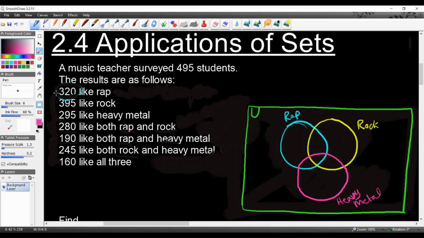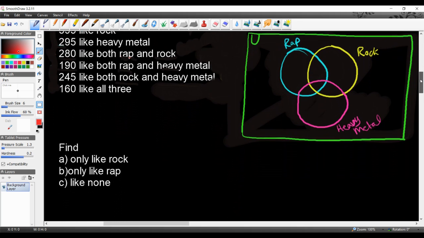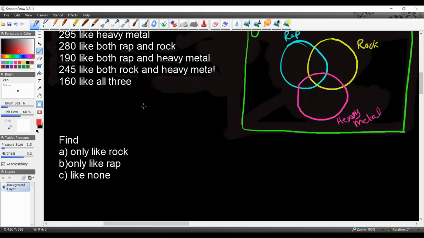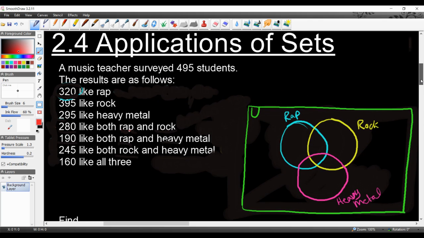Okay. So we have a music teacher who surveyed 495 students, and the results are as follows. 320 like rap, 395 like rock, 295 like heavy metal, 280 like both rap and rock, 190 like both rap and heavy metal, 245 like rock and heavy metal, and 160 like all three. I do have some questions that go with this. We want to find out how many only like rock, how many only like rap, and how many like none. So what we have to do with all this information is set up a system where we can organize where each of these fall, okay?